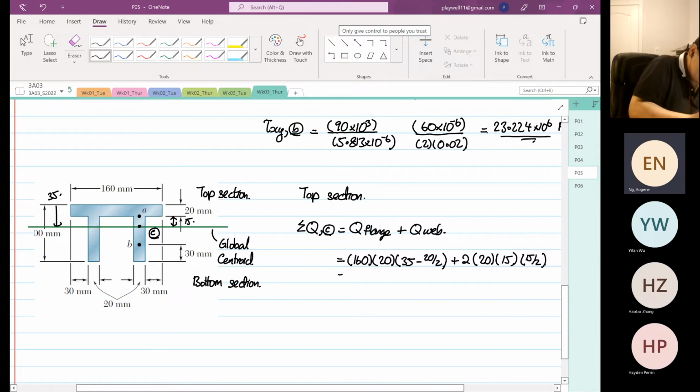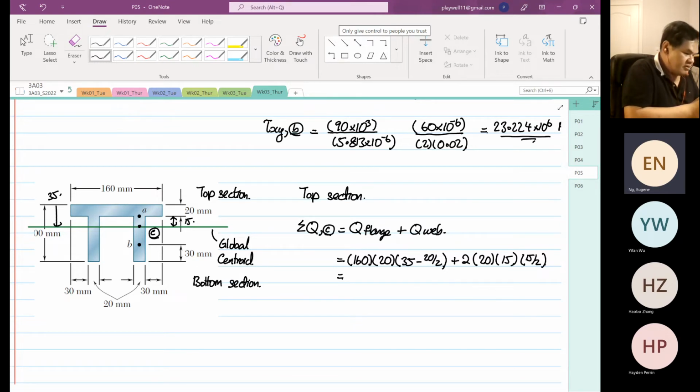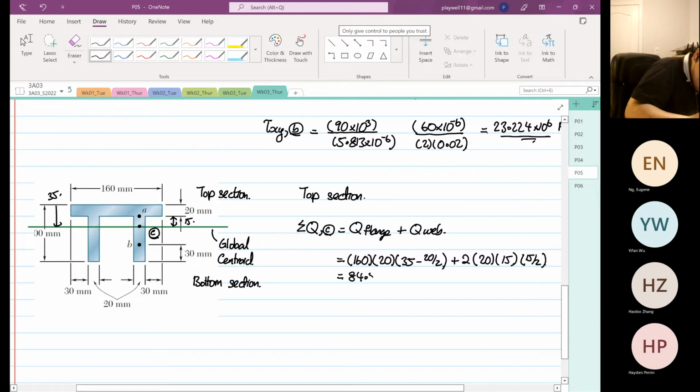Okay, so this will be equal to 160 times 20 times 35 minus 10 and plus 2 times 20 times 15 times 15 divided by 2. The Y bar is 84.5 times 10 to the power 3 millimeter cube, or 84.5 times 10 to the power minus 6 meter cube.